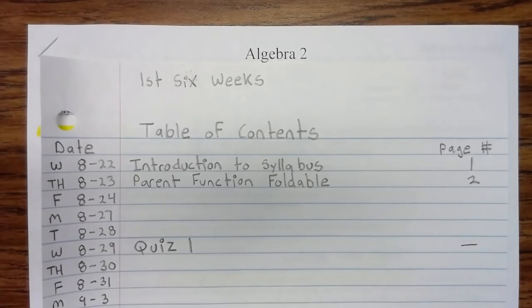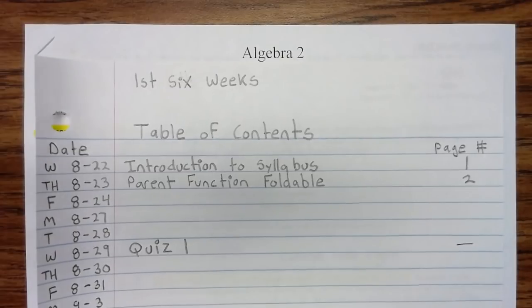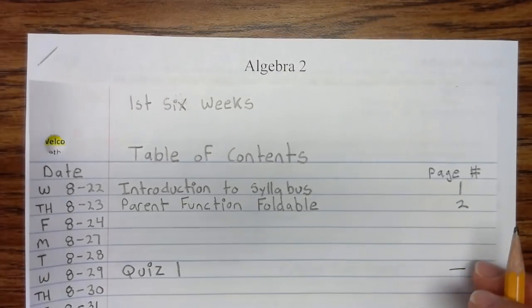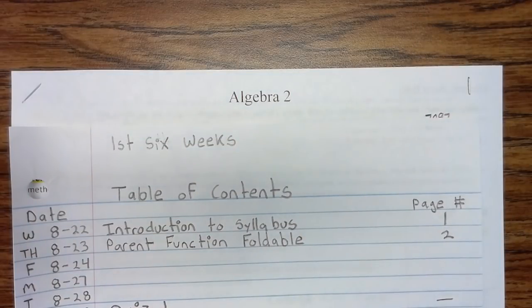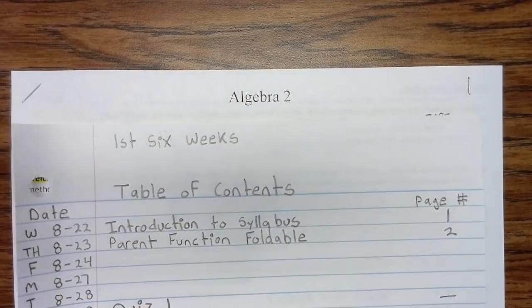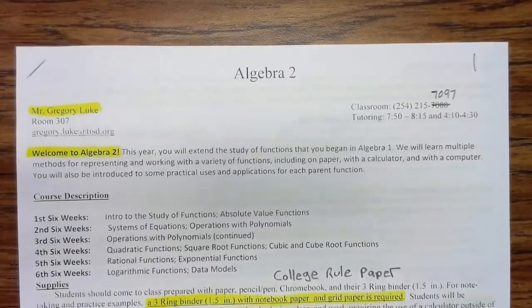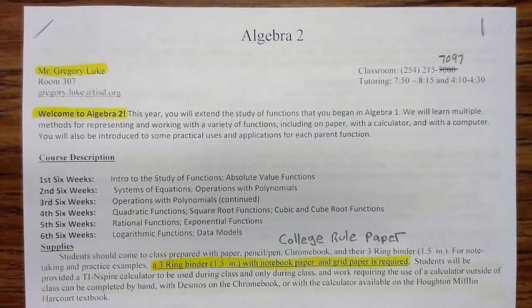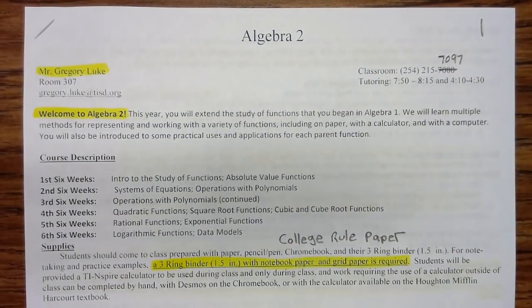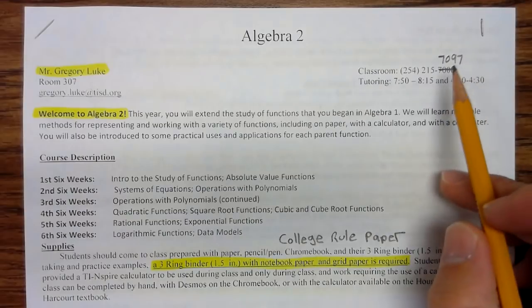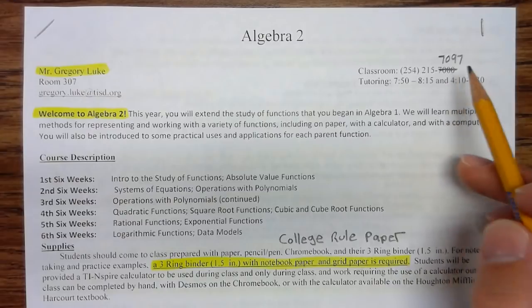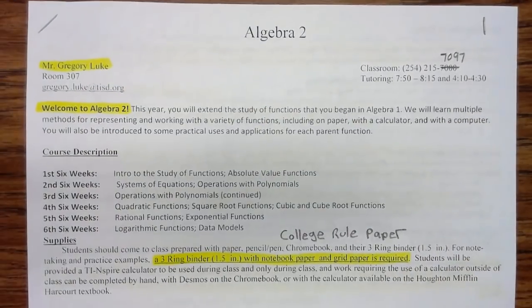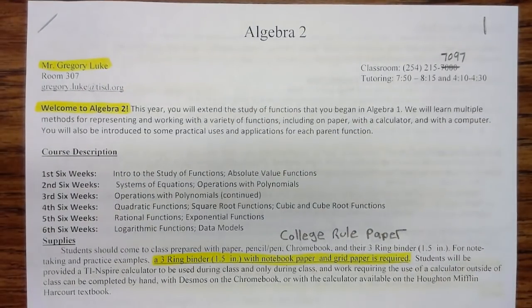So with that, let's move on to the syllabus, and that's going to be on page 1. So you want to put a 1 at the top right corner because that's going to be your first page in your binder. All right, so my name is Mr. Gregory Luke. There's a little typo as we get started. My phone number, it's not 7000. That's the school's number. It's 7097. I'd like to welcome you to Algebra 2.